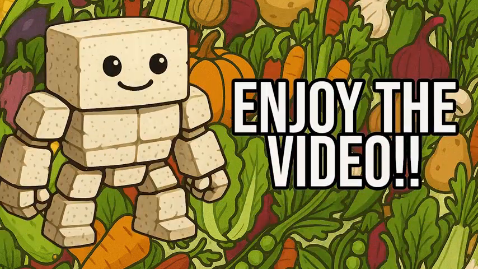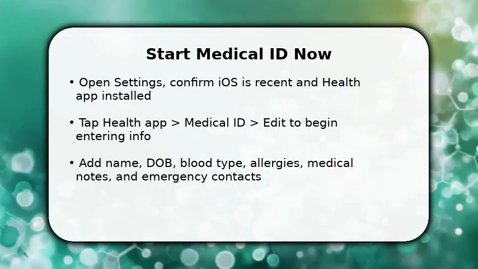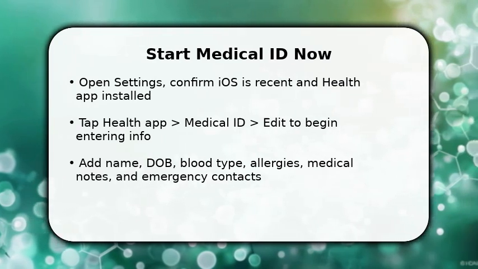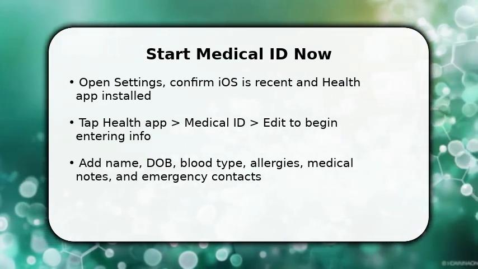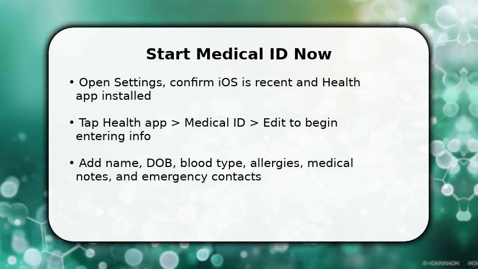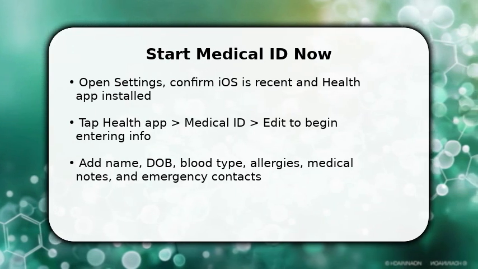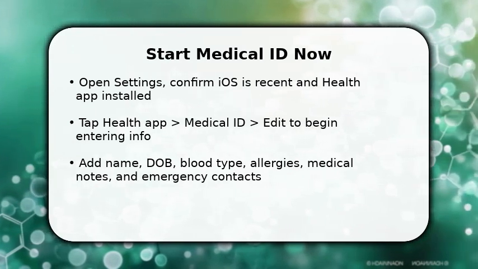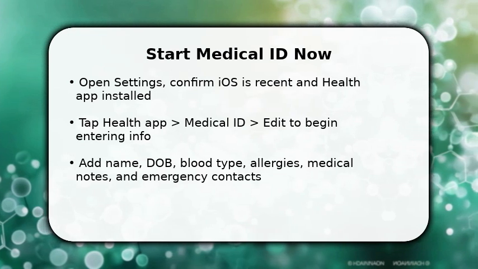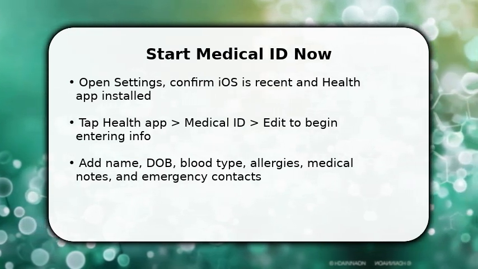Please enjoy the video. You begin inside the Health app because this is the only way to create an iPhone medical ID. Open Health, tap Medical ID, then Edit, enter your legal name and DOB first so records match. Next, add critical data like blood type, allergies, chronic conditions, and current medications.